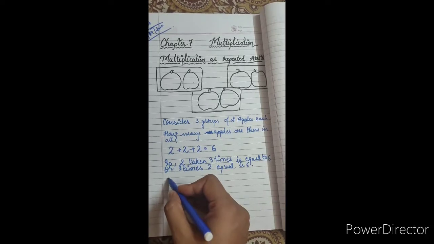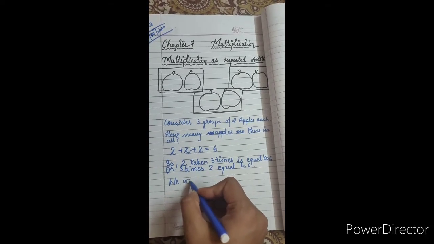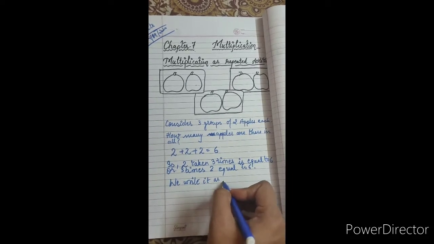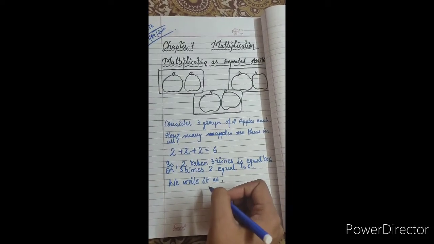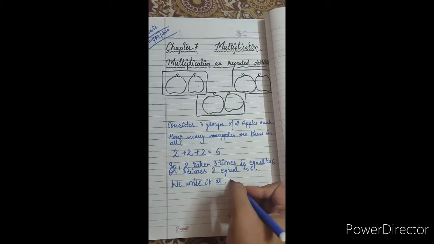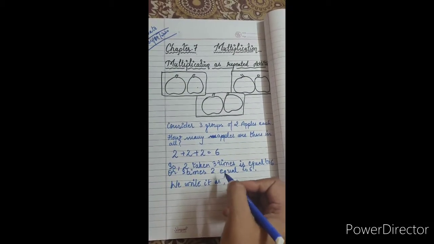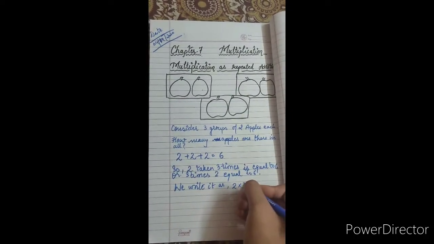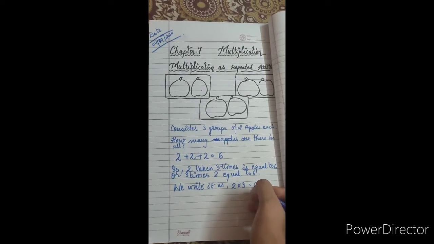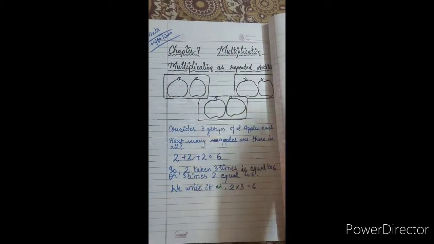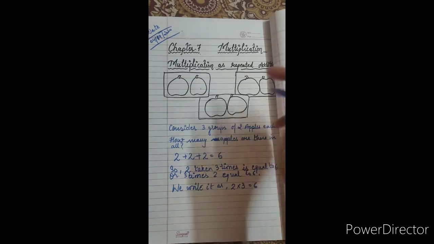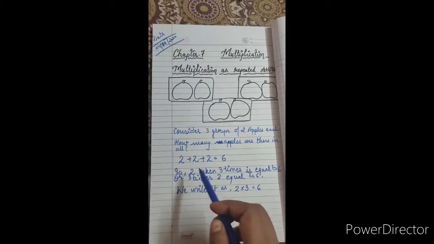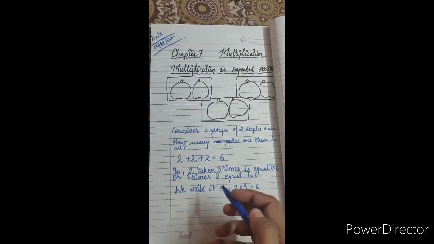And we write it as 2 apples. And how many times of apples are? 3 times. 1, 2, 3. So 2 into 3 is 6. 2 plus 2 plus 2 is 6. And 2 taken 3 times. So 2 into 3 is 6. Right? 2 into 3 is 6.